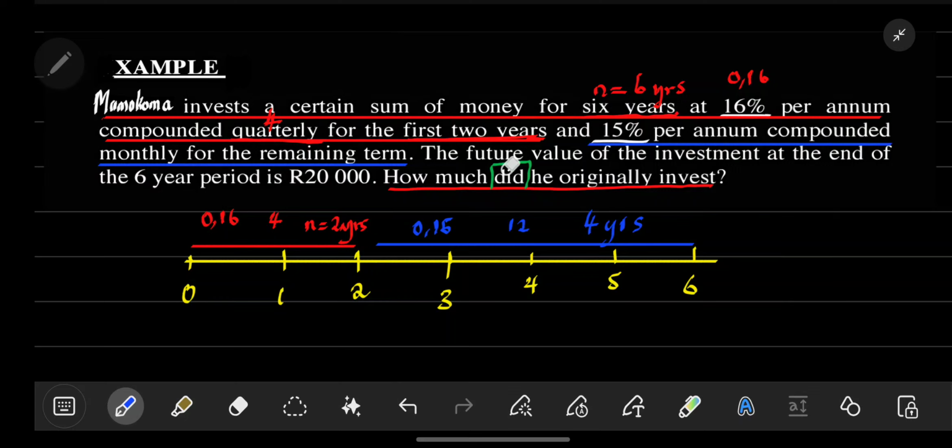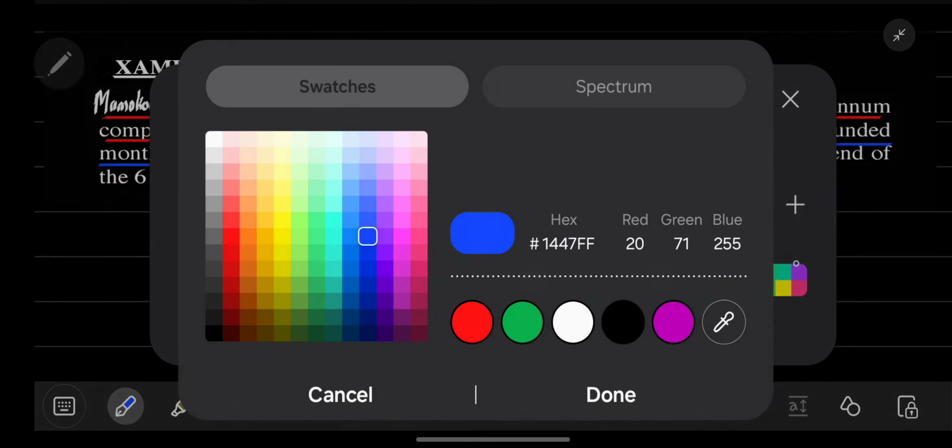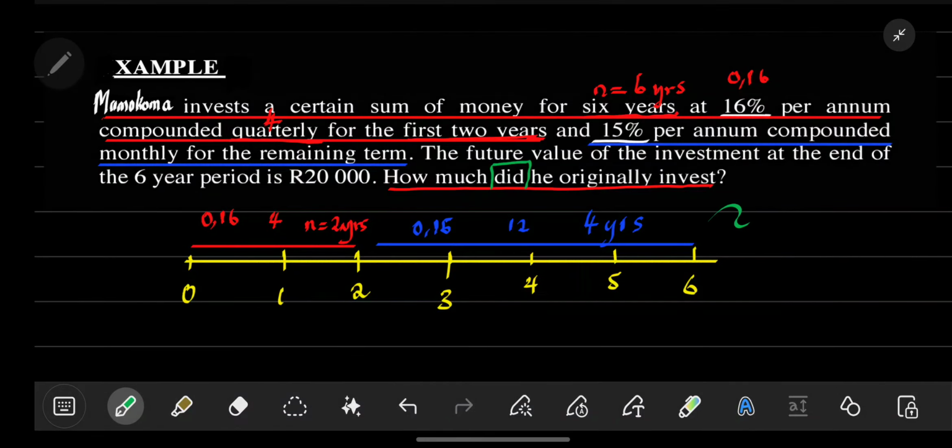Okay, the future value. The what? The future value. Remember I said that the future value is the same as A. So we can say that our A, let me just go for this color, our A after 6 years there was 20,000 rands. Okay, so this is the statement here.